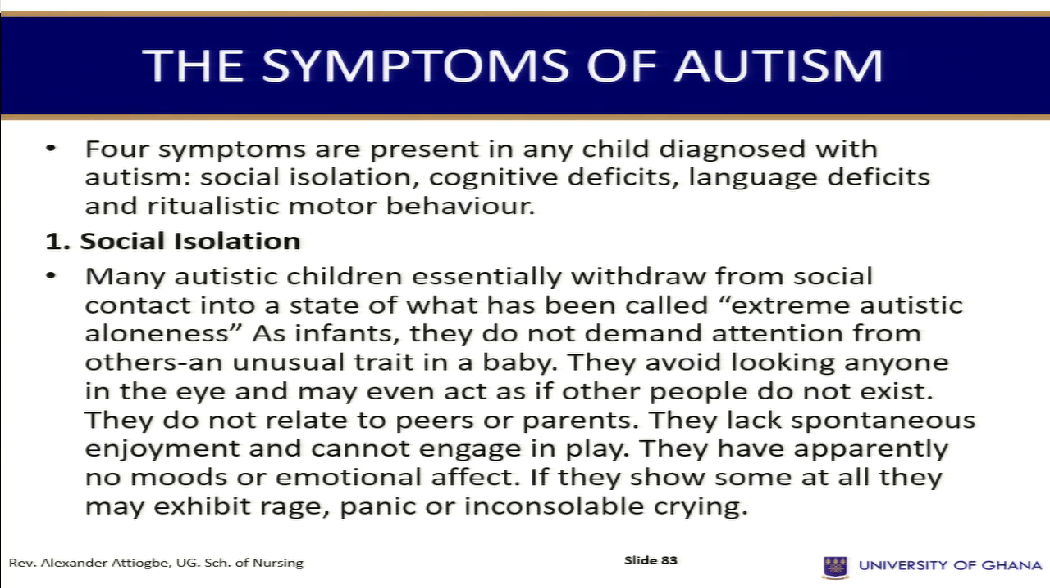Many autistic children essentially withdraw from social contact into a state of what has been called extreme autistic aloneness. As infants, they do not demand attention from others, an unusual trait in a baby. They avoid looking anyone in the eye and may even act as if other people do not exist. They do not relate to peers or parents. They lack spontaneous enjoyment and cannot engage in play. They have apparently no moods or emotional affect. If they show some at all, they may exhibit rage, panic, or inconsolable crying.